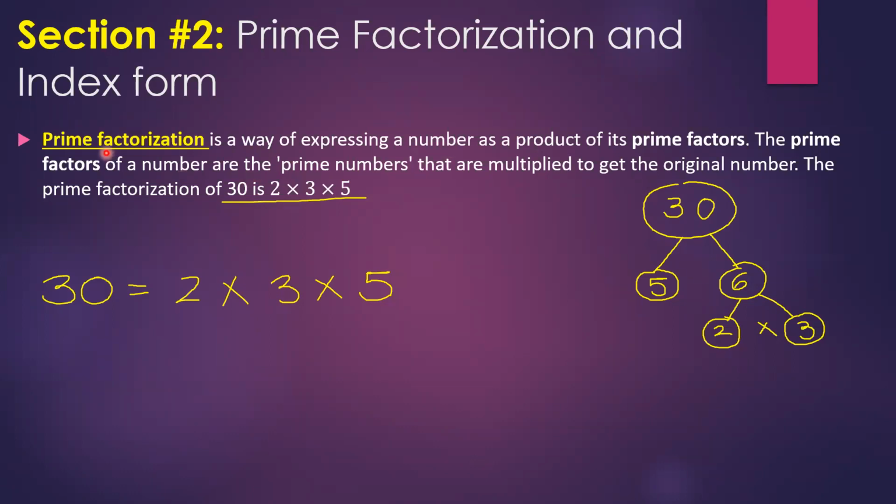Okay, Prasanthi, can you read the first point? Prime factorization is a way of expressing a number as a product of its prime factors. The prime factors of a number are the prime numbers that are multiplied to get the original number. The prime factorization of 30 is 2x3x5. That's a multiplication symbol, so you have to say 2 times 3 times 5. Oh, 2 times 3 times 5. Good. All right, so that's how we do it.